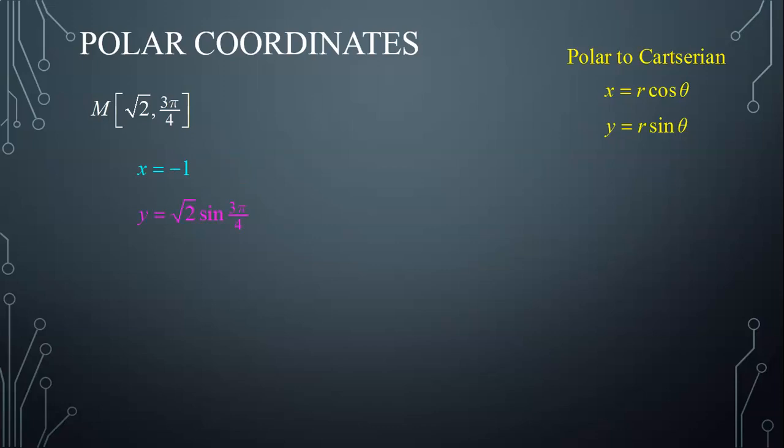Similarly, y would be square root of 2 sine 3 pi over 4, and sine 3 pi over 4 is square root 2 over 2. Multiplying that by square root 2 gives me y equals 1. So negative 1 and 1 are the Cartesian coordinates of point M.